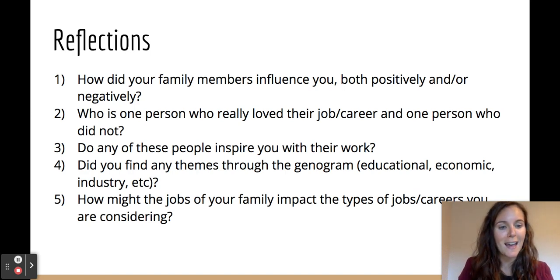Often we find that you might have a family full of teachers or a family full of nurses, things like that. And then how might the jobs of your family impact the types of jobs or careers that you're considering? So I want you to take your time with this and really think through those reflection questions as you're looking back at your created career genogram.